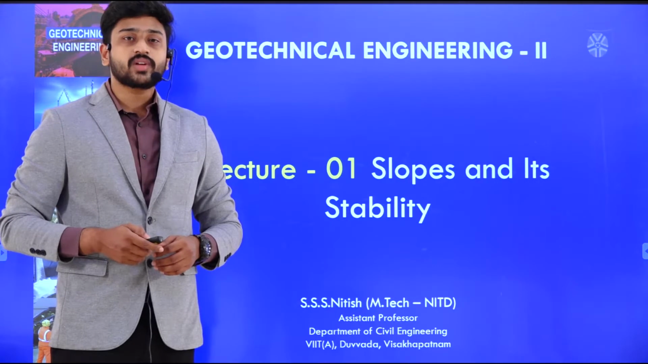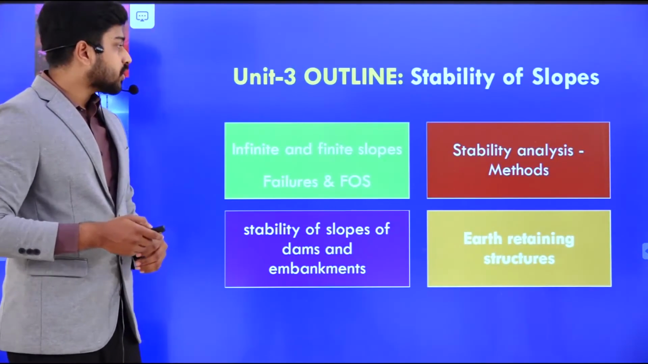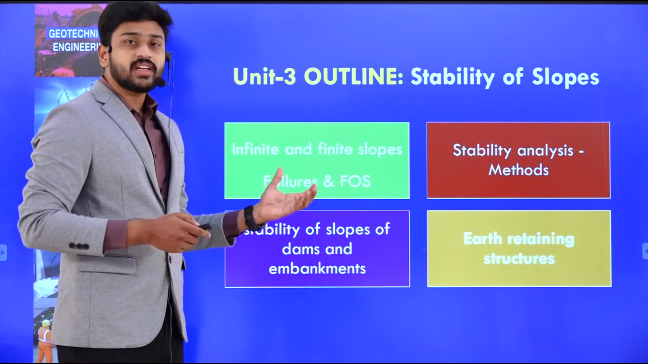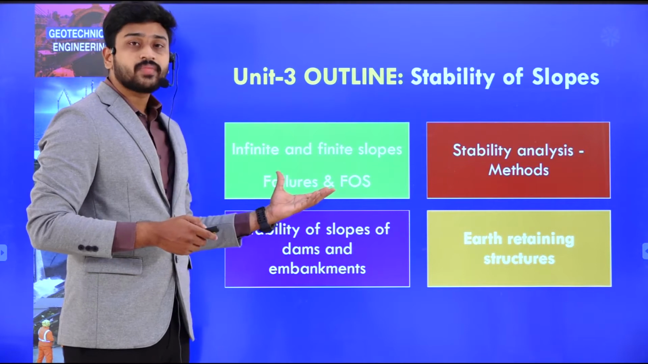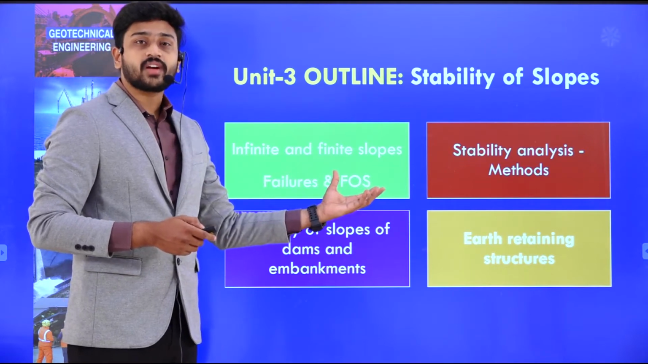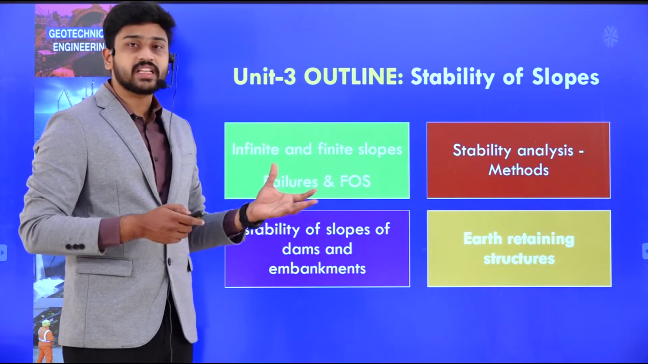So now let us look at the course outline of this particular unit. Coming to the course outline, we initially discuss the infinite as well as finite slopes along with their failures and the factor of safety. There is a terminology known as factor of safety. We will learn about these in the initial phase.